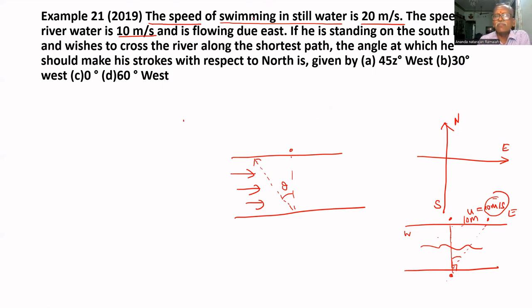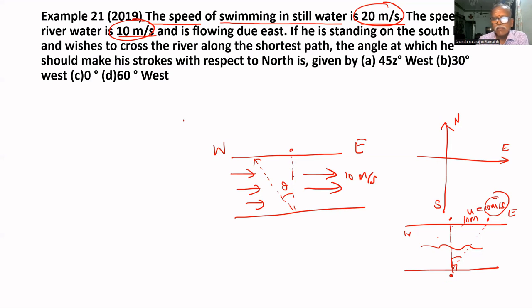The speed of swimming in still water is 20 meters per second. Suppose he swims in still water, his speed will be 20 meters per second. The speed of river water is 10 meters per second. The water will flow from west to east at the rate of 10 meters per second. He is swimming at the rate of 20 meters per second. He is standing on the south bank and wishes to cross the river along the shortest path.